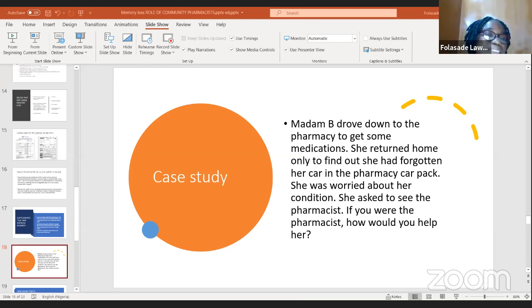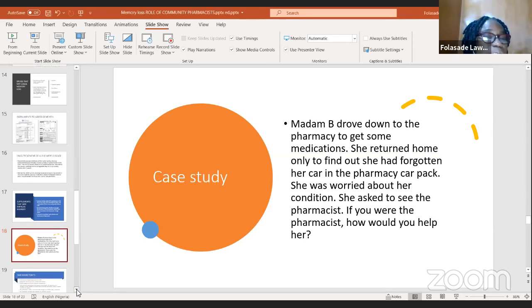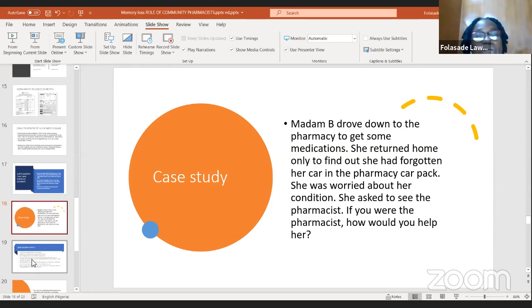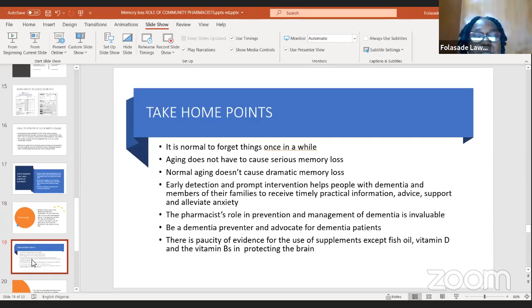So basically that is what transpired between us and Madam B. Like I said earlier, we're all still learning on this point. But I want to leave us with a few take-home points. It's normal to forget things once in a while, very normal. Aging does not have to cause serious memory loss. Some people age without losing their memory to the extent of being tagged dementia. Normal aging doesn't cause traumatic memory loss.